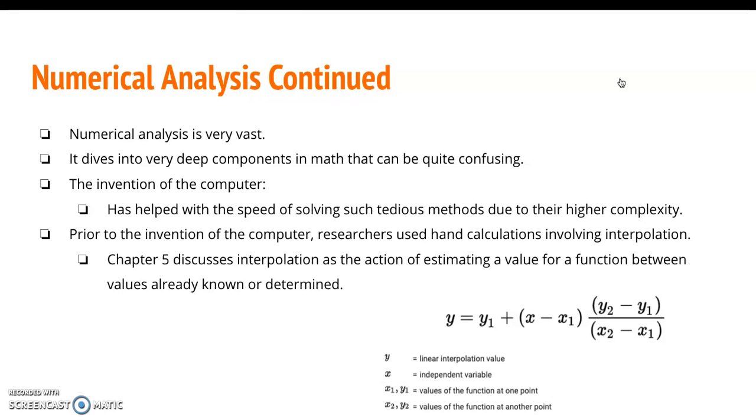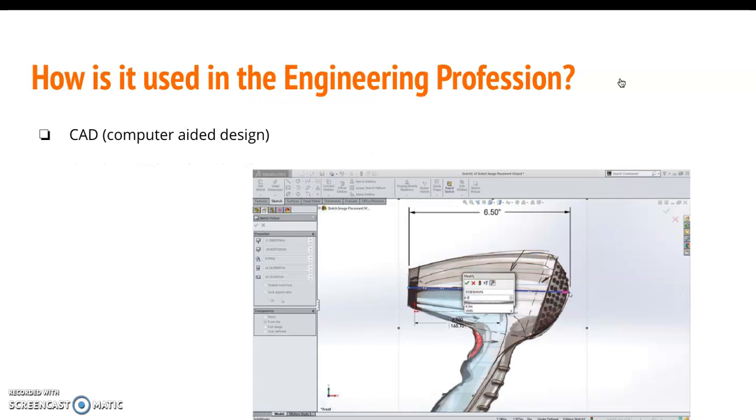It also talks a little bit about interpolation, which in Chapter 5, which we haven't gotten to quite yet, discusses the action of estimating a value for a function between values that are already determined. So there's just the typical formula that is used in Chapter 5. So how is it used for numerical analysis? I will say that a lot of this was much more abstract than I ever thought. Some of it can be used in computer-aided design.